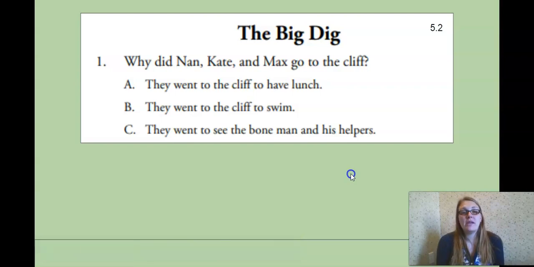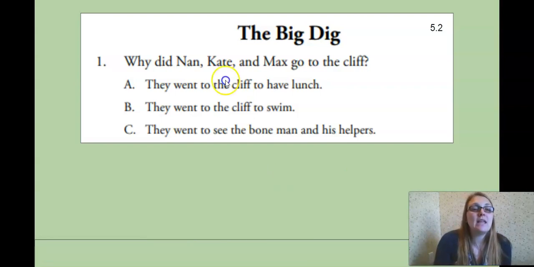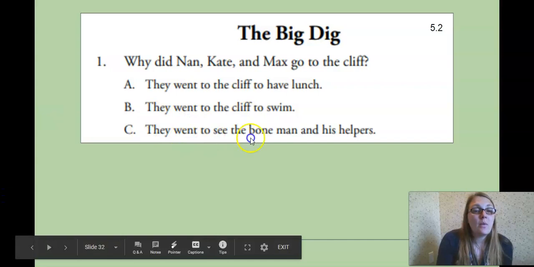Okay, so for the big dig, our first question that we're going to answer together. Why did Nan, Kate, and Max go to the cliff? They went to the cliff to have lunch. They went to the cliff to swim. They went to see the Bone Man and his helpers.